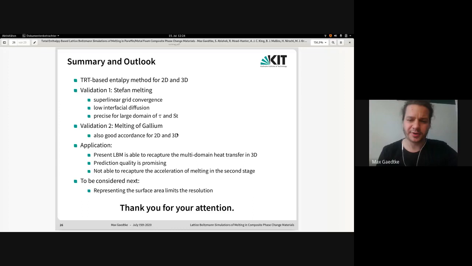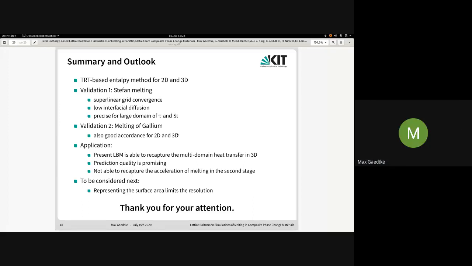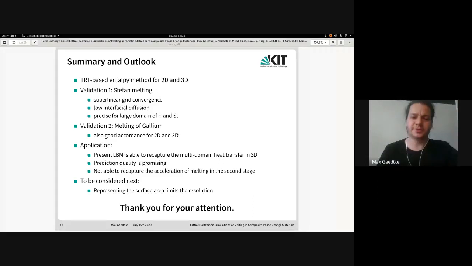It's not phenomenal for now, especially because we are not able to recapture the acceleration of melting in the so-called second stage in these hybrid foams. And to be considered next is the representation of the surface area that currently limits the resolution of these simulations to a single value, and how to implement something like the surface area into the method. If someone has an idea and thought on that, I would be very happy. And with that, thank you very much for your attention.